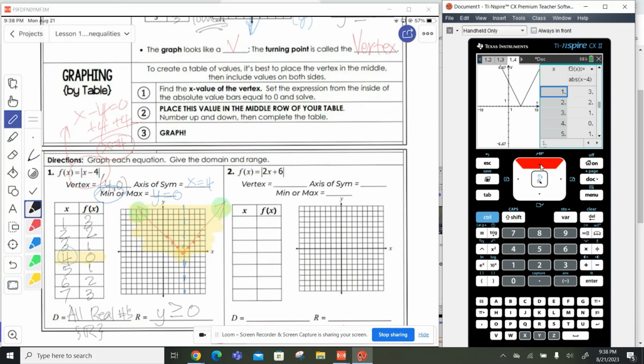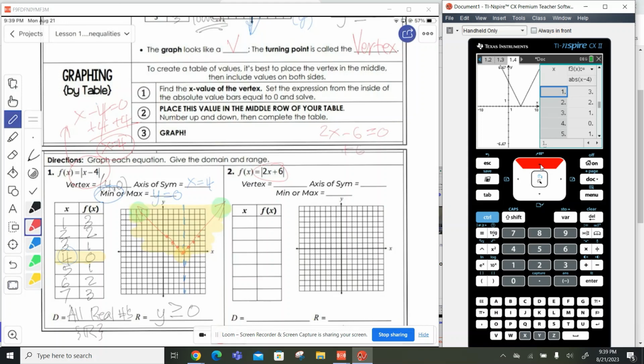A second example: absolute value of 2x plus 6. Okay. So we're going to use the term inside the absolute value symbol, which is 2x plus 6. We're going to equate it to 0 and solve for x. So minus 6 on both sides.